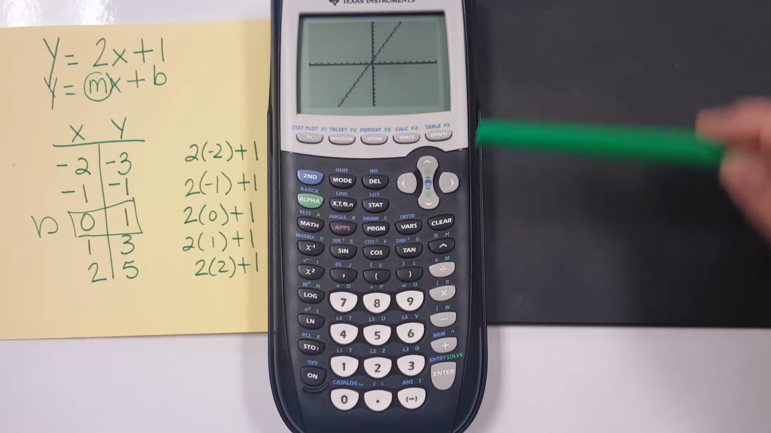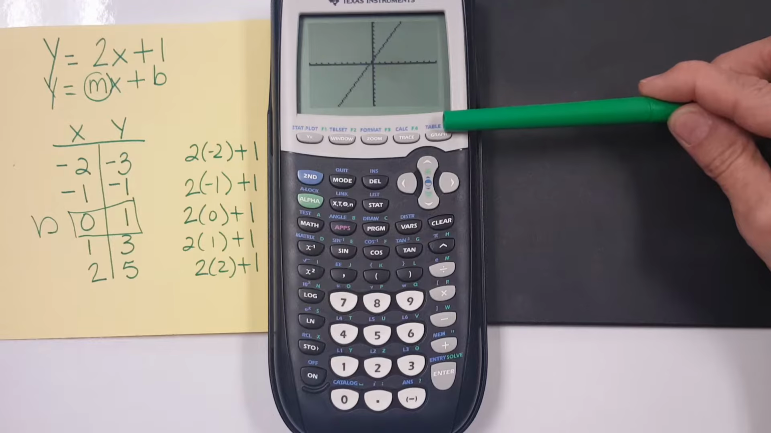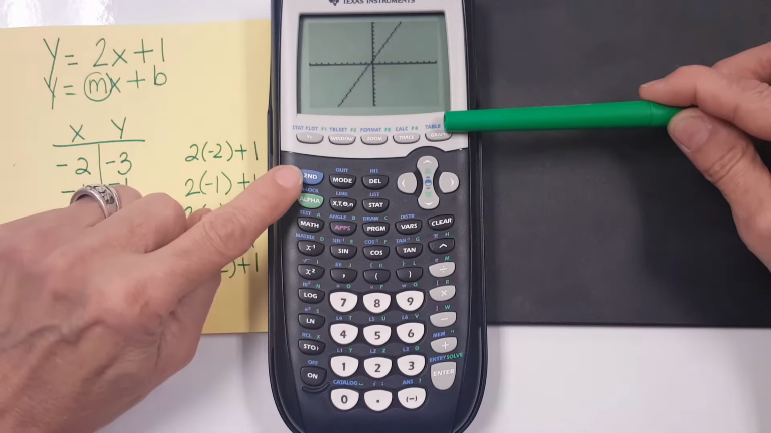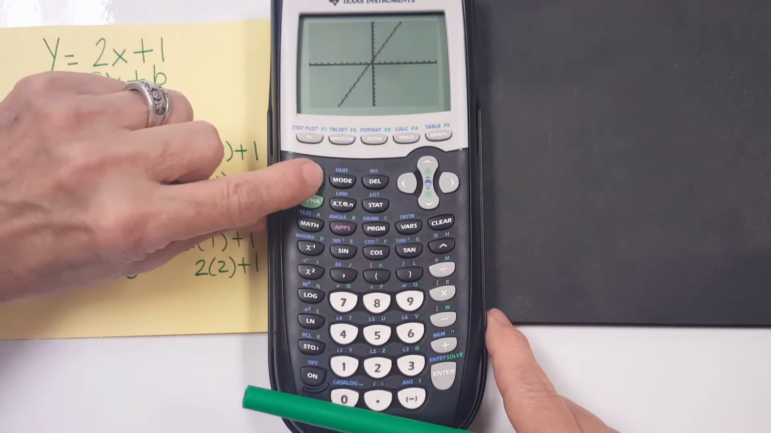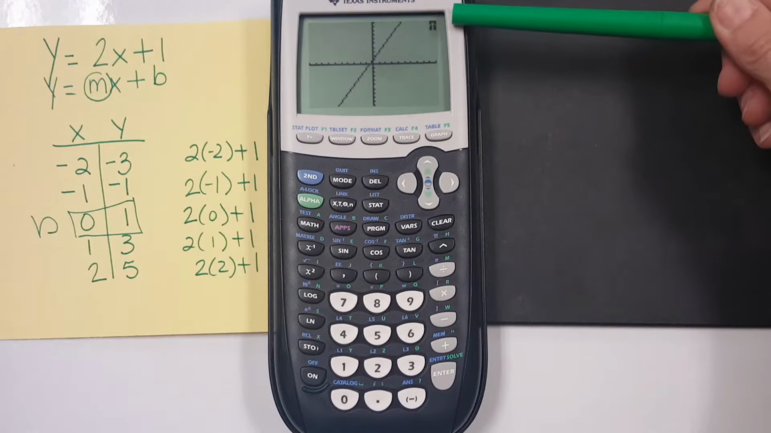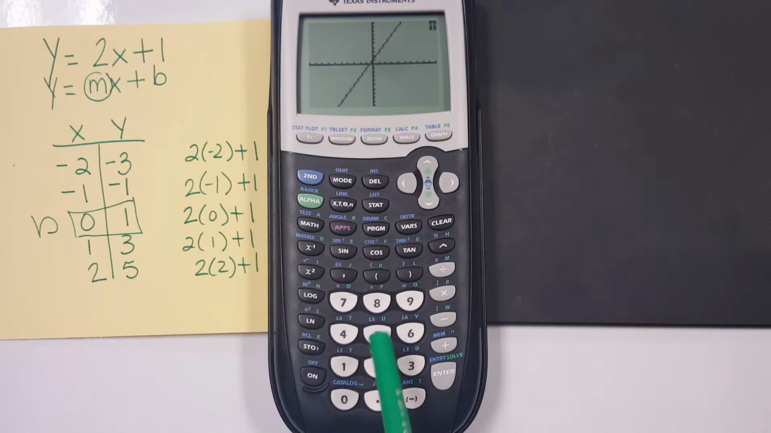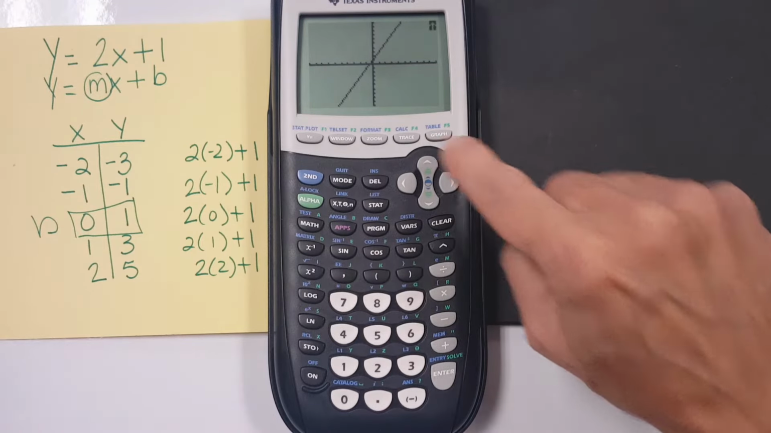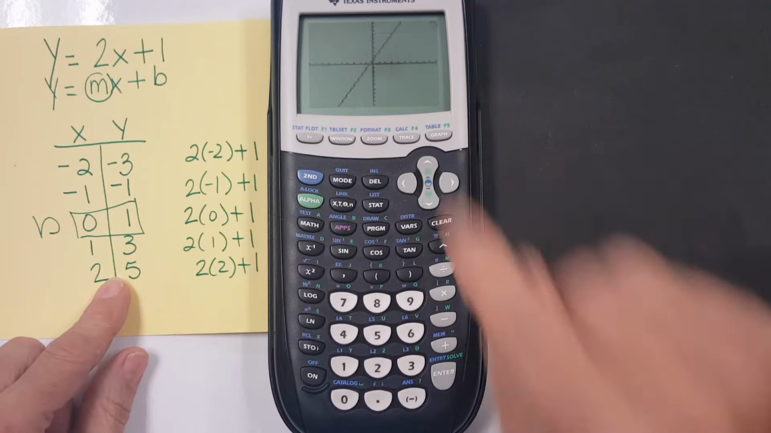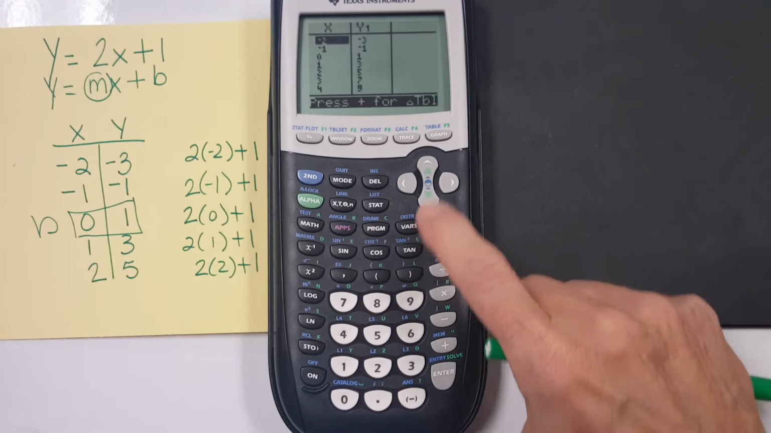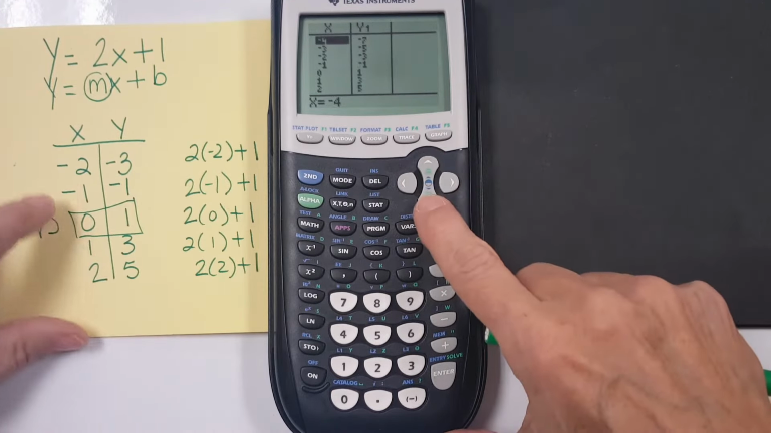Above the word graph in blue is the word table. This is the blue key. So when I push this key, I get that little arrow that goes up. That tells me that whatever key I push, it's going to do what's on top of it in blue. So I want to see a table. I want to look at this table. Well, there is my table.